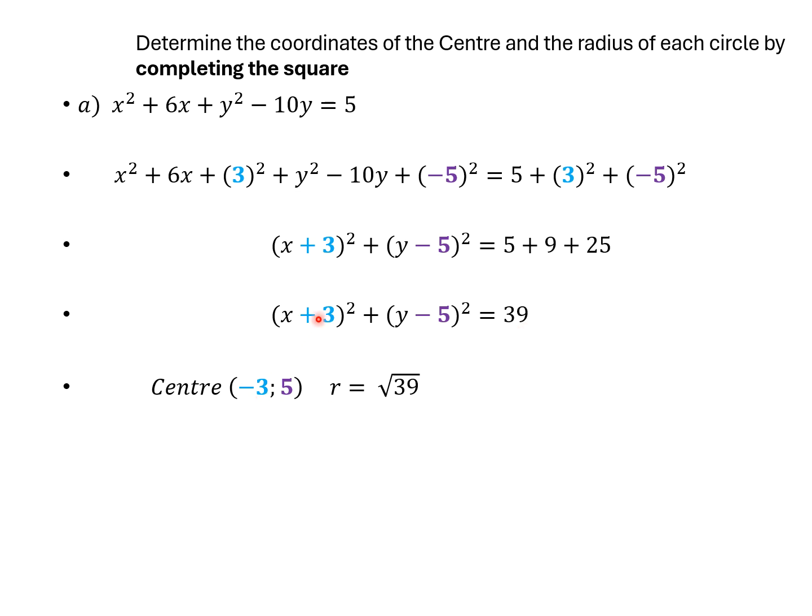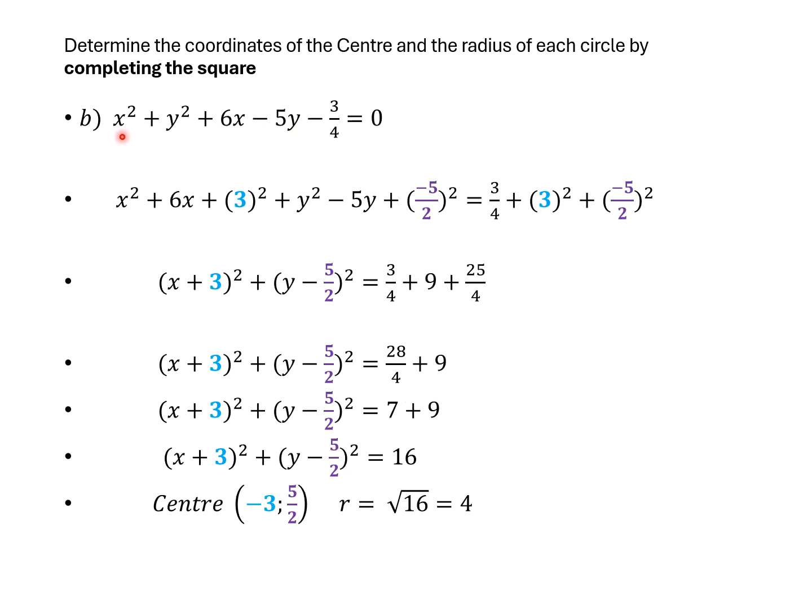So my center, remember, the signs change. So plus 3 becomes negative 3, minus 5 becomes plus 5, and the radius, remember that is r squared, so the radius becomes square root 39. All right, let's do another problem.